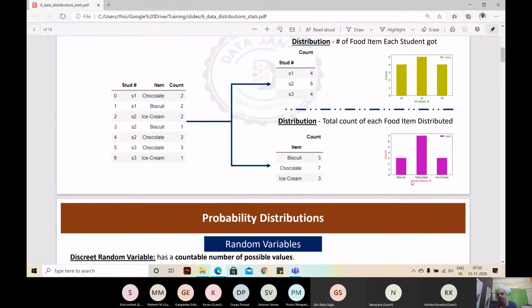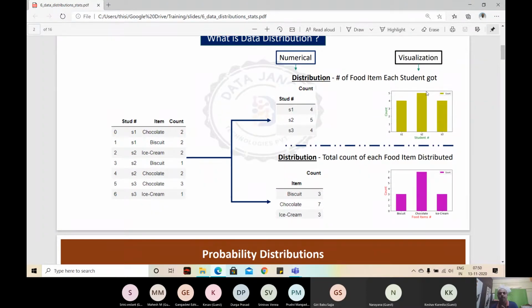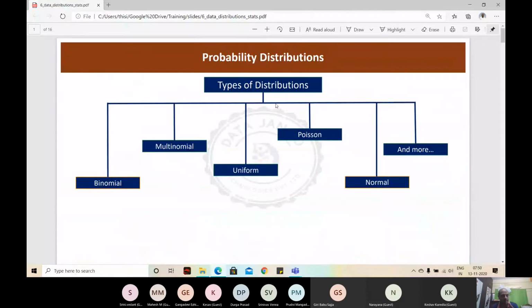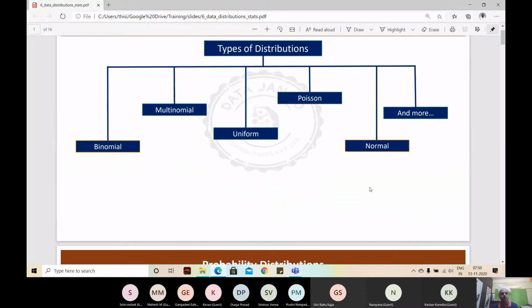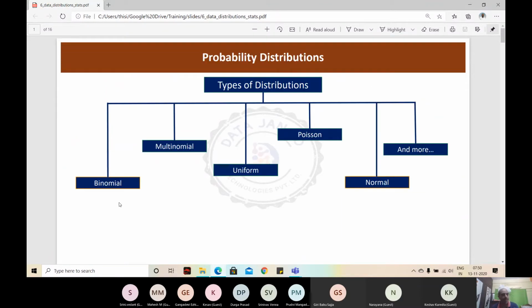What is this? Food items, biscuits, chocolates, ice creams: a count distribution. Each student, how many items did they get? That count distribution and its probability distribution are similar. They named it very fancy: probability distribution, binomial, normal. Why so many names and distributions is this: if data is following a binomial distribution, you will have a formula to understand the data or to calculate the probability. Or if the data is following a normal distribution, you will have some inferences from the data.